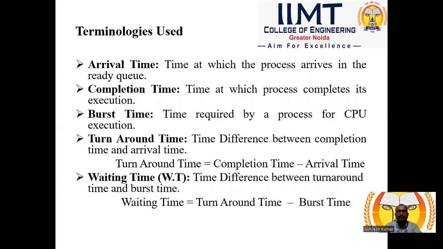Terminology used in CPU scheduling: arrival time. The time at which the process arrives in the ready queue is known as arrival time. Next one is completion time. The time at which a process completes its execution is known as completion time. Burst time: the execution time of the process in the CPU is known as burst time. Next one is turnaround time. The time difference between completion time and arrival time is known as turnaround time. Next one is waiting time. It is the difference between the turnaround time and the burst time.